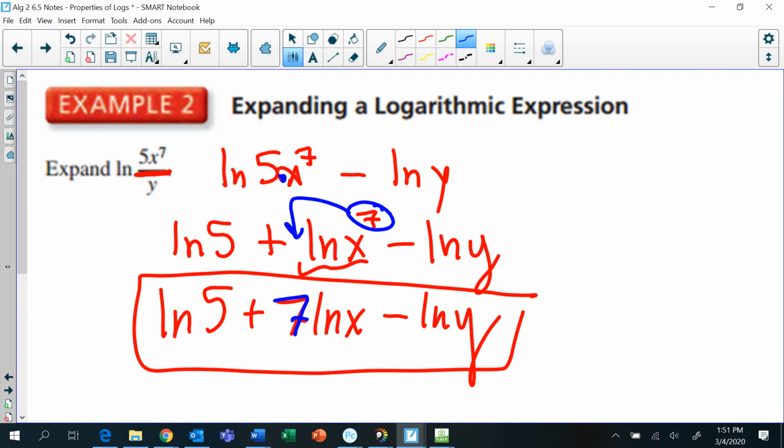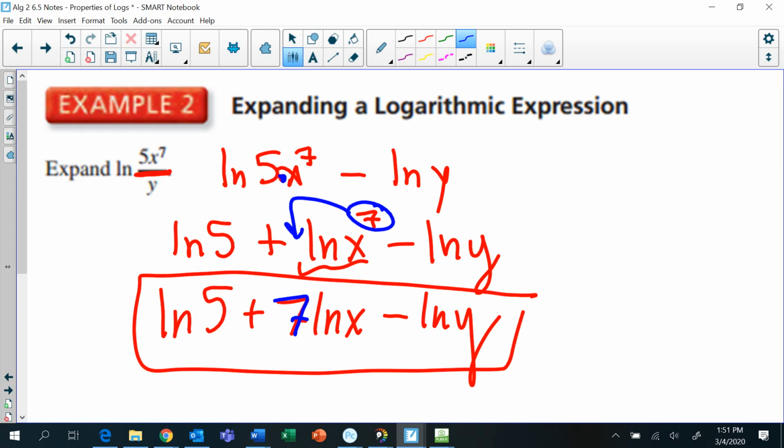Okay, let's do another example. Always when you expand, every term gets ln. As you expand, you're giving everybody an ln. When we condense, which we'll do in a moment, we go back to one.